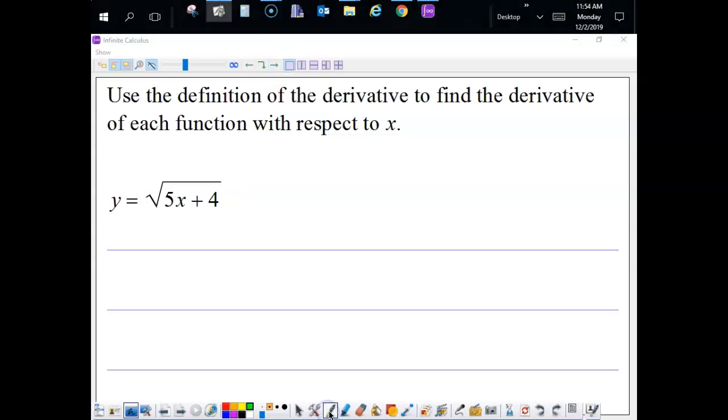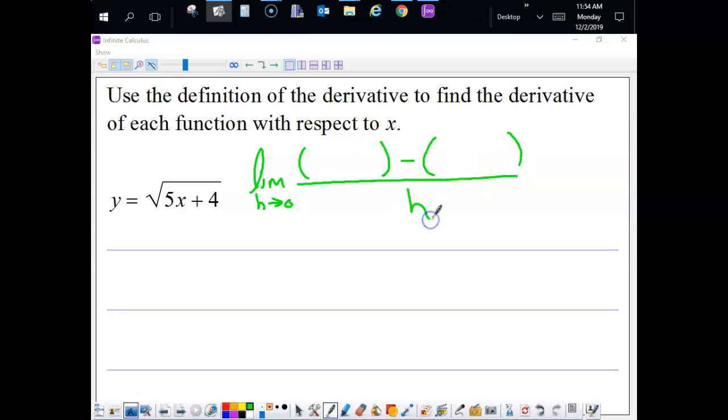Same thing, different function. So the limit as h approaches 0 of. Nice setup. This one's a little bit easier to find out what f of x plus h is. The function is the square root of 5x plus 4. If I put x plus h in here, what I'm going to end up with is the square root of 5x plus 5h plus 4. Okay. Now the strategy that we learned for this is rationalizing.